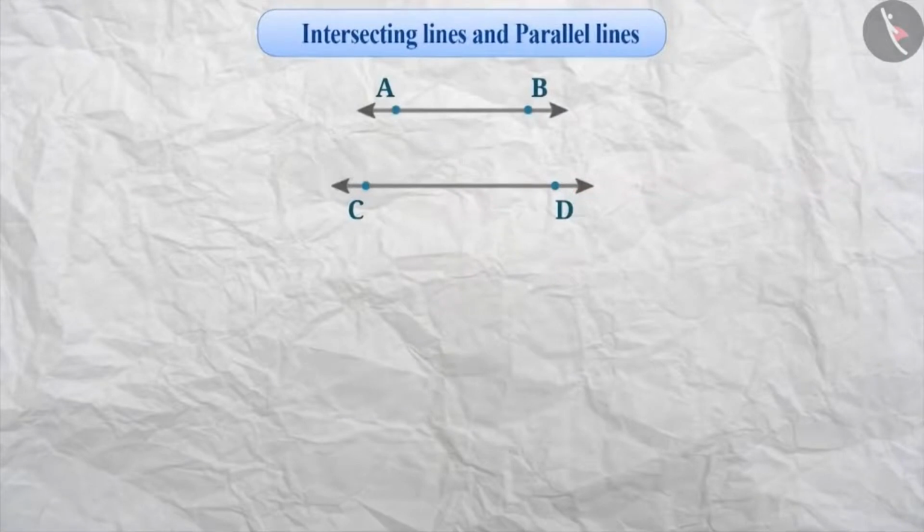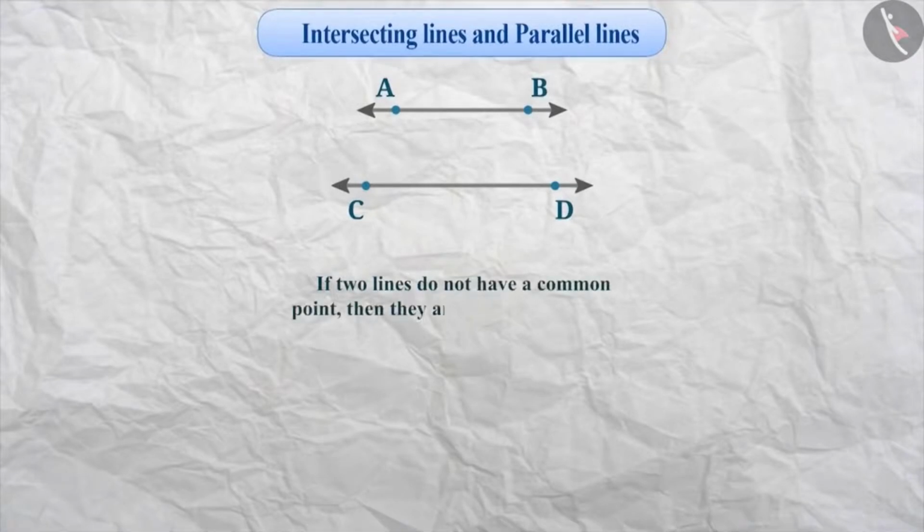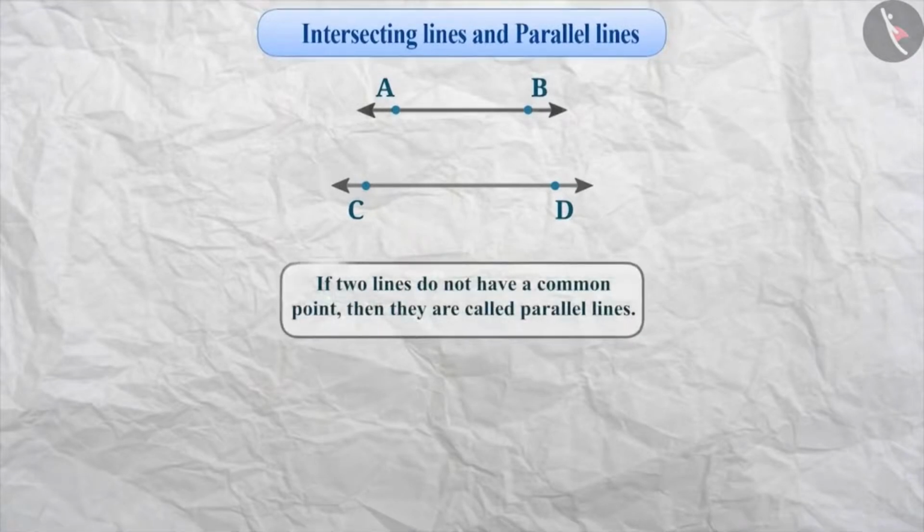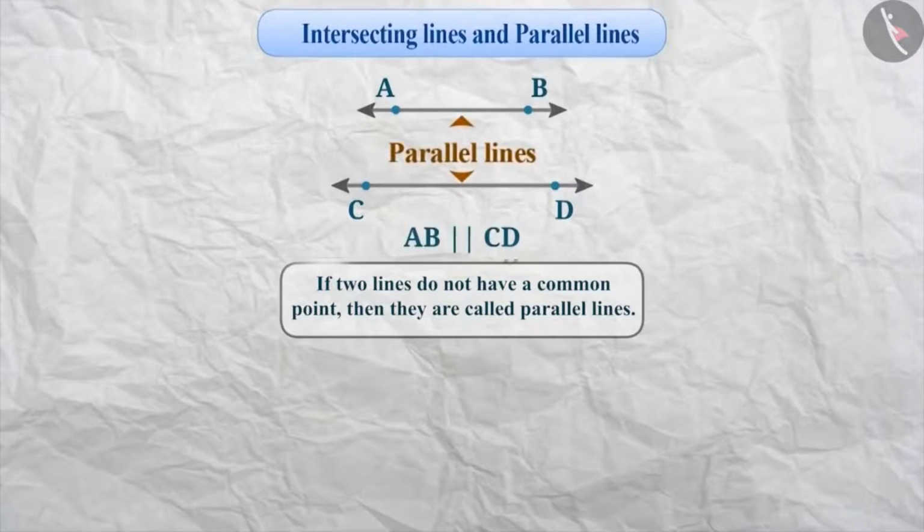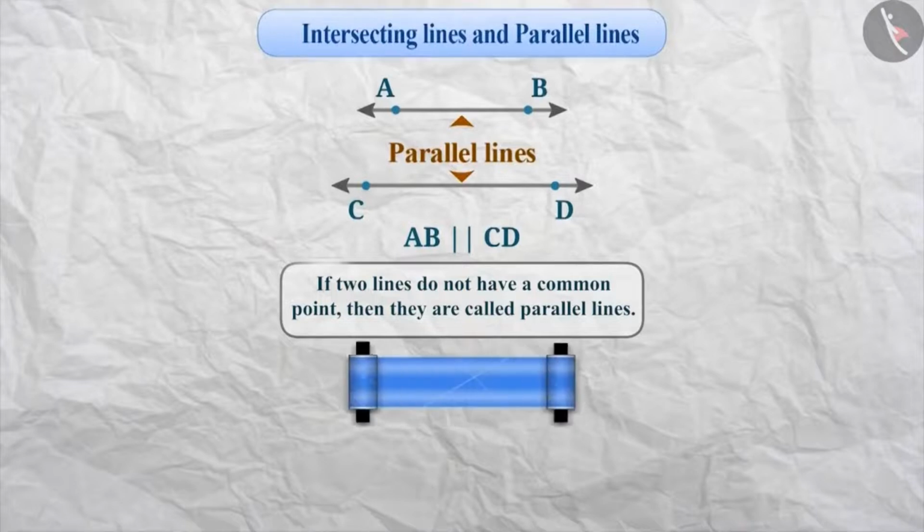If two lines do not meet at any point, that is, there is no common point between these two lines, then they're called parallel lines. For instance, lines AB and CD are parallel, which is represented like this. There is another special point in the context of parallel lines.